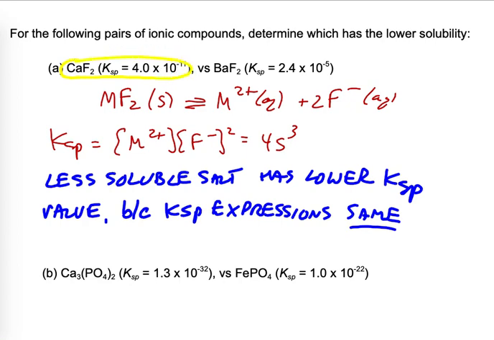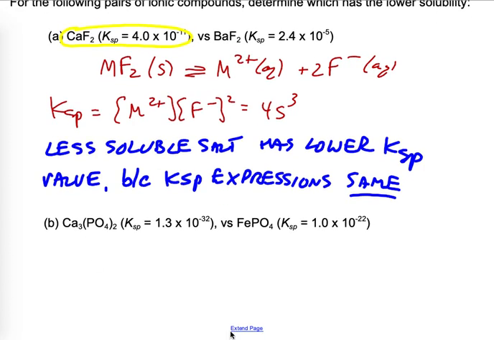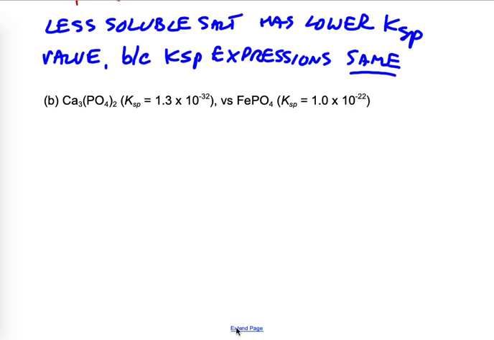But what about calcium phosphate versus iron(III) phosphate? Here we see their KSP values, and we see that one of them is 10 orders of magnitude smaller. So you might naively say, calcium phosphate must be the less soluble salt because its KSP is so much smaller than that of iron phosphate. But let's look and see.